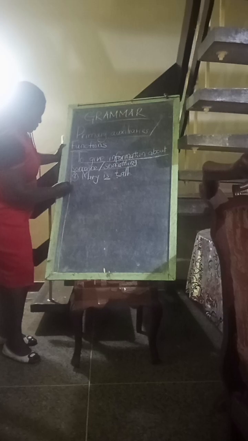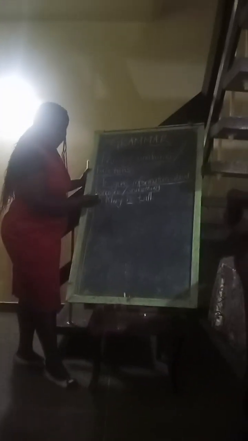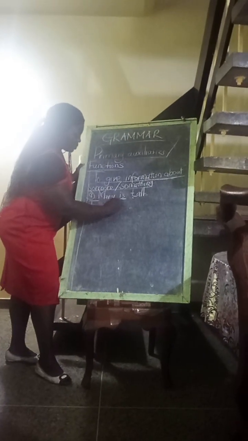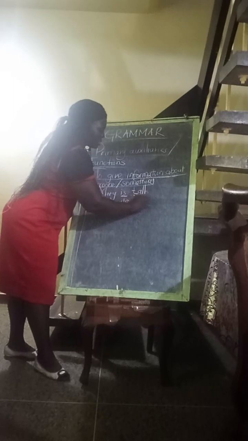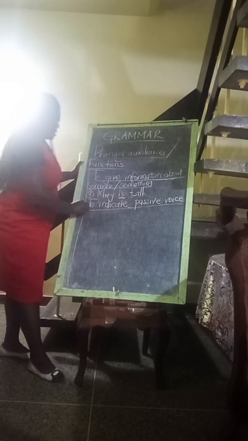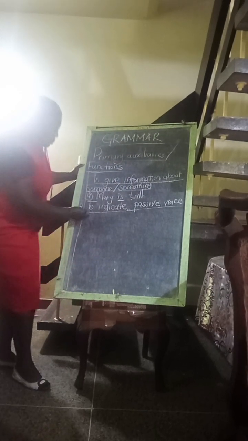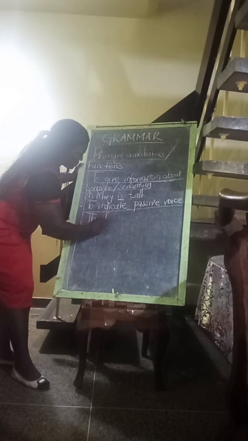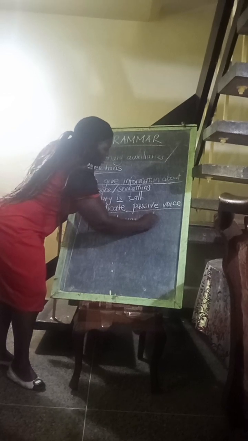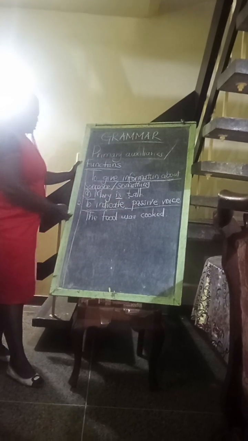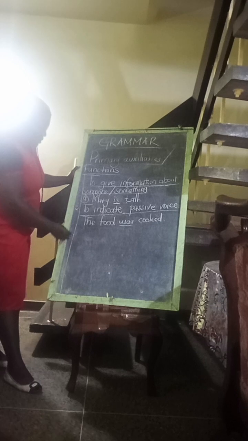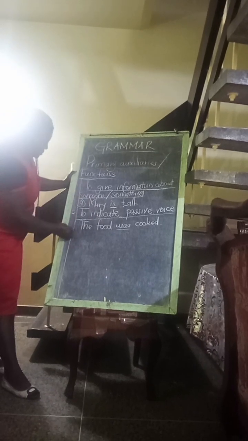Then we have function number 2. We use primary auxiliaries to indicate passive voice. In English, we have active and passive voice. For example, the food was cooked. So "was" has been used to show passive voice. We can also give other examples of the same.